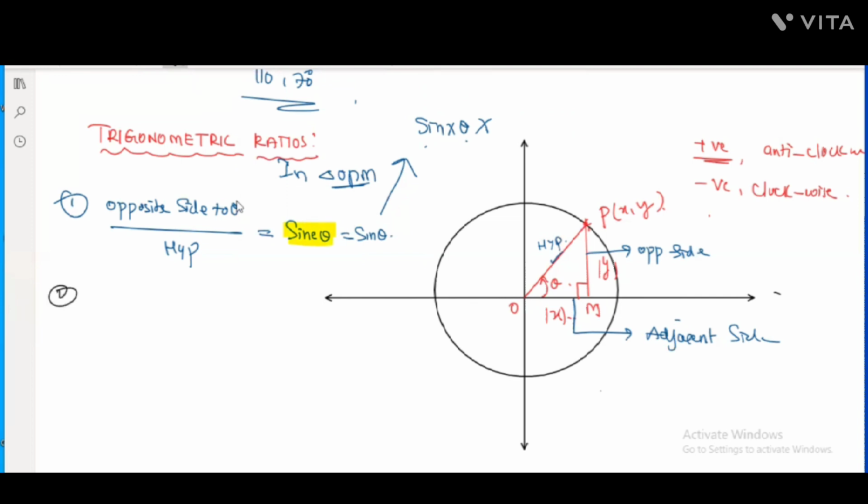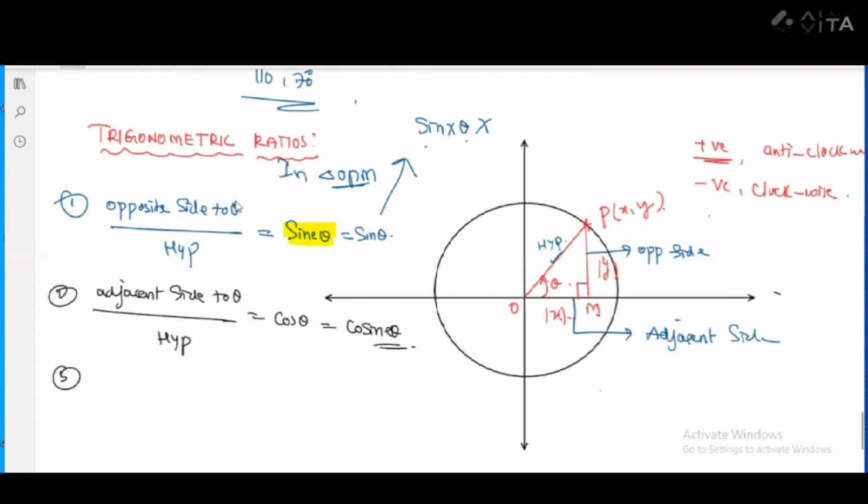The next ratio, adjacent side to theta by hypotenuse, is named cos theta, which is also called cosine theta. And the third one, opposite side to theta by adjacent side to theta, is named tan theta.